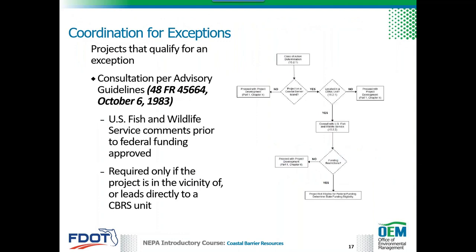Projects that qualify for an exception cannot proceed with federal funding until they've undergone an interagency consultation as contained in advisory guidelines outlined in the Federal Register. This includes U.S. Fish and Wildlife Service comment prior to federal funding approval. Consultation is only required if the project is in the vicinity or leads directly to a coastal barrier resources system unit. Now, this coordination takes place during the PD&E phase. Note that consultation is not required for areas identified as OPAs.